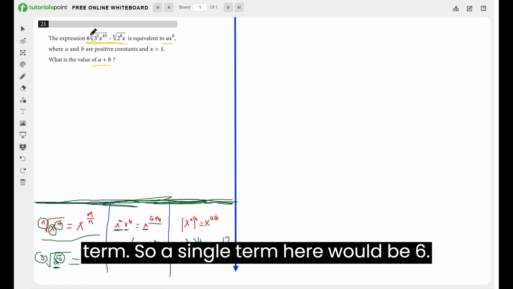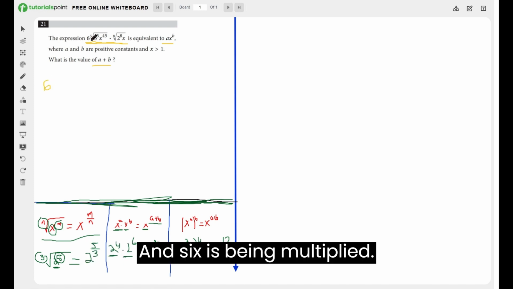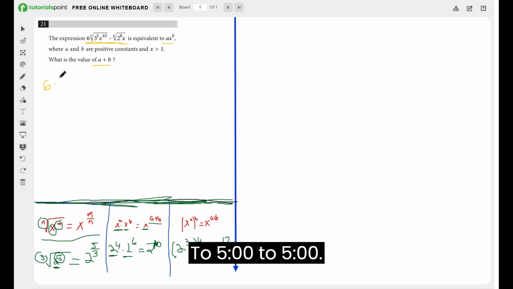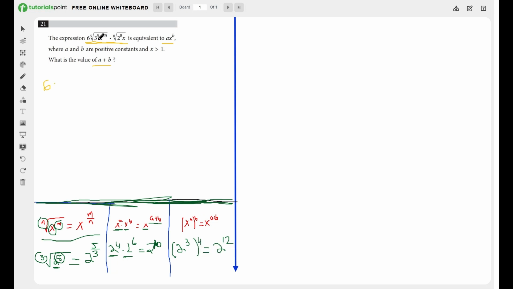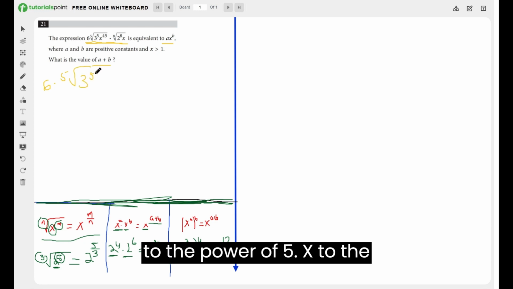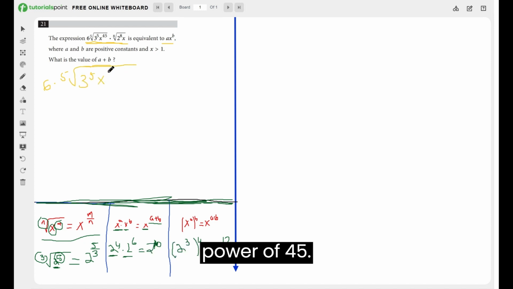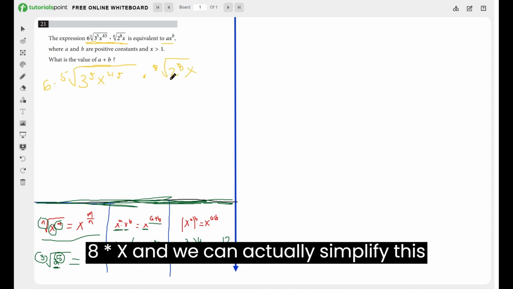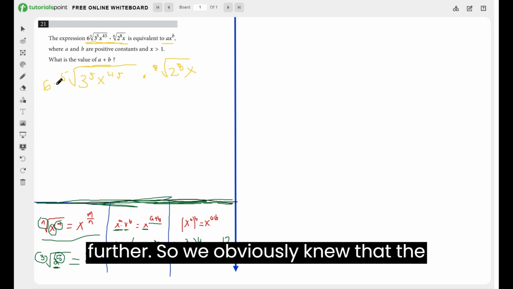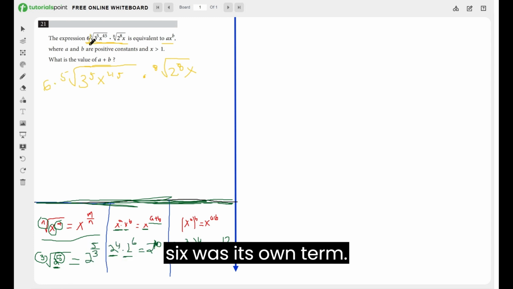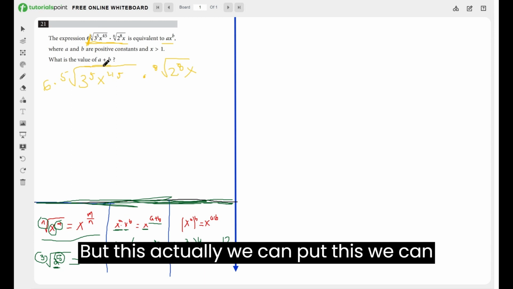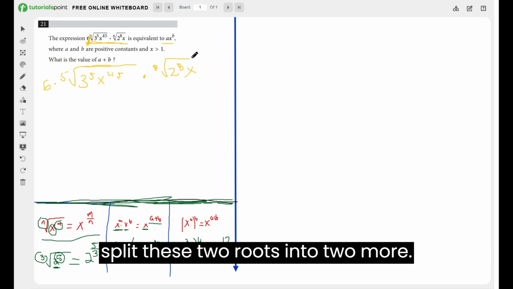So a single term here would be 6, and 6 is being multiplied by the 5th root of 3 to the power of 5 x to the power of 45, and that is being multiplied by the 8th root of 2 to the power of 8 times x. And we can actually simplify this further. We obviously knew that the 6 was its own term, but we can split these two roots into 2 more terms.